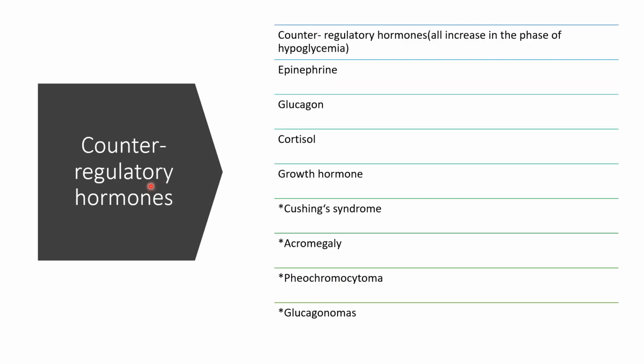Counter-regulatory hormones will all increase in the face of hypoglycemia. Why? We want the glucose to come up. All these regulatory hormones are not helpful in diabetes, but they are helpful in hypoglycemia. Epinephrine or adrenaline, glucagon, cortisol, growth hormone. Certain conditions like Cushing syndrome, acromegaly, pheochromocytoma, and glucagonomas all play roles here.